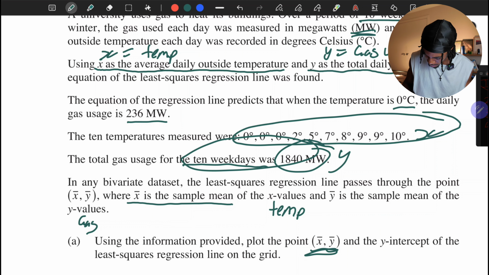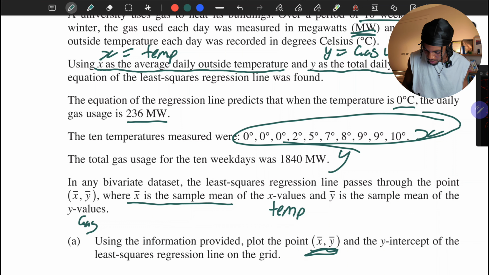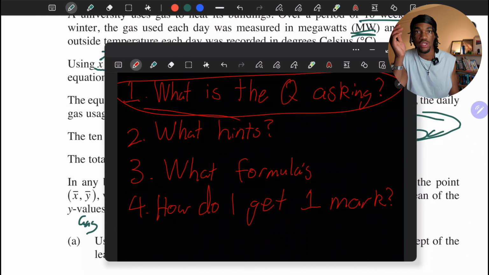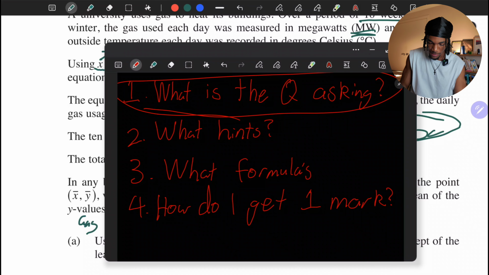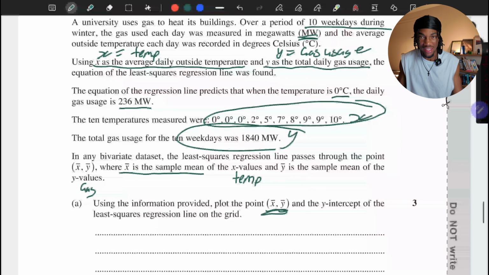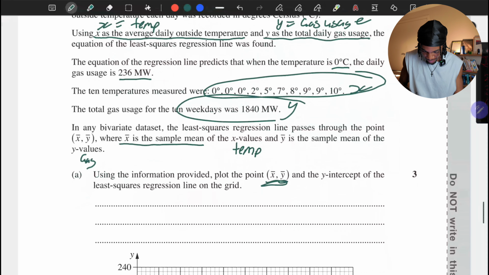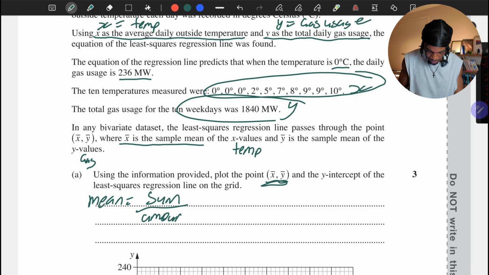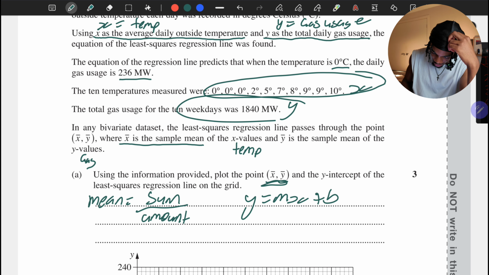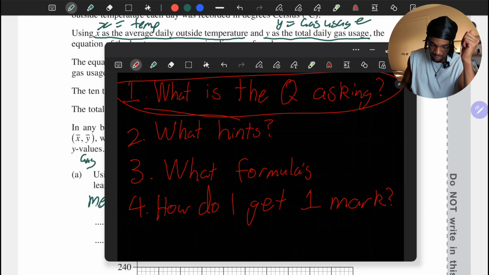So now that I've got all the hints from the question, I'm looking at what formulas I know. For bivariate data, for mean, I know mean or average equals the sum of scores over the amount. I also know the least squares regression line formula. And if I need to plot these points, I'm going to have to find a mean for these. So the next question is, how do I get 1 mark?